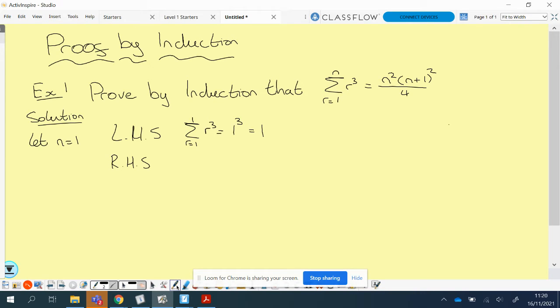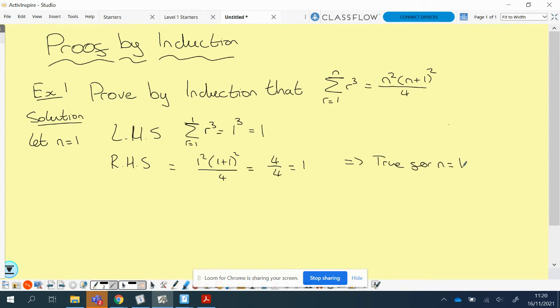So when n is 1, that's going to equal 1 squared, 1 plus 1 all squared, over 4. Okay, 1 squared is just 1, so that's going to give me 2 squared, which is 4, 4 over 4, which is 1. So therefore, what we've done is we've said it's true for n equals 1. We've proven it's true for our starting off value. So that's the first step, and that'll be worth a mark in an exam paper if that came up. Okay, any questions at that stage here?